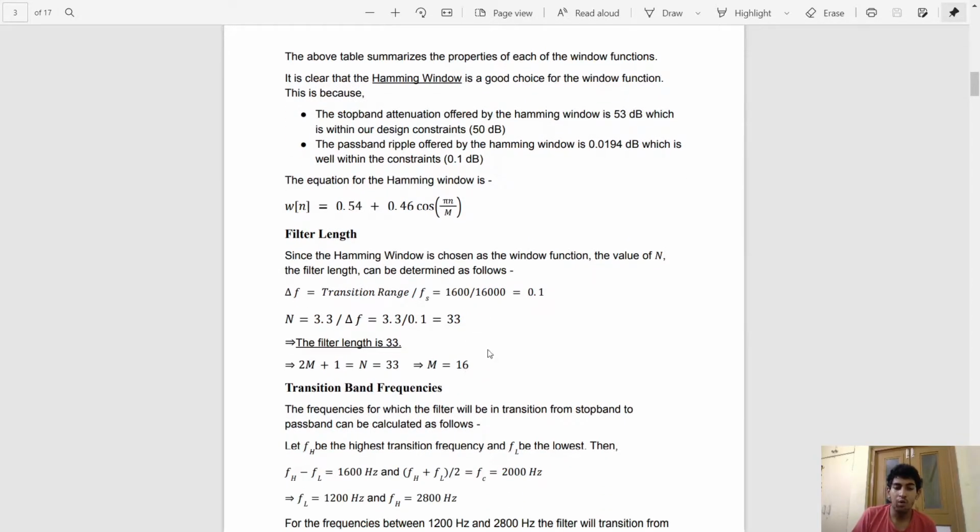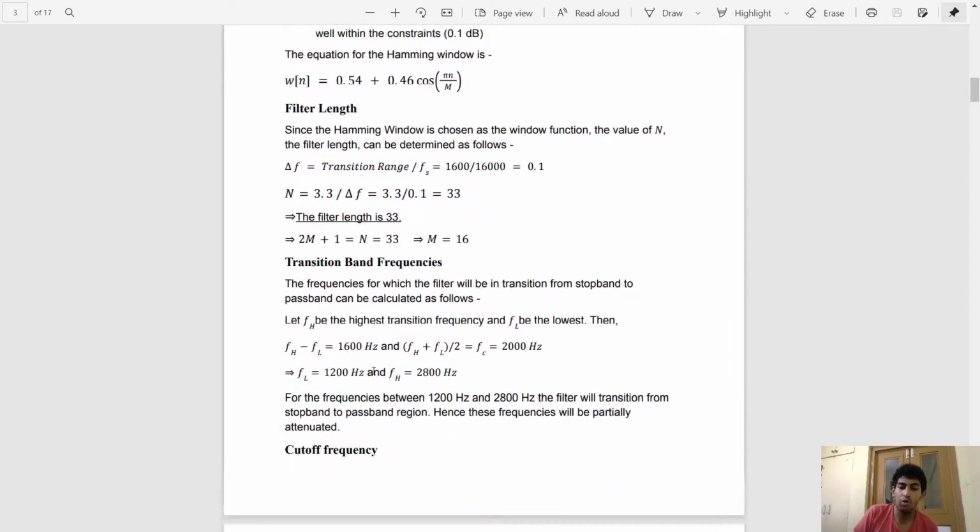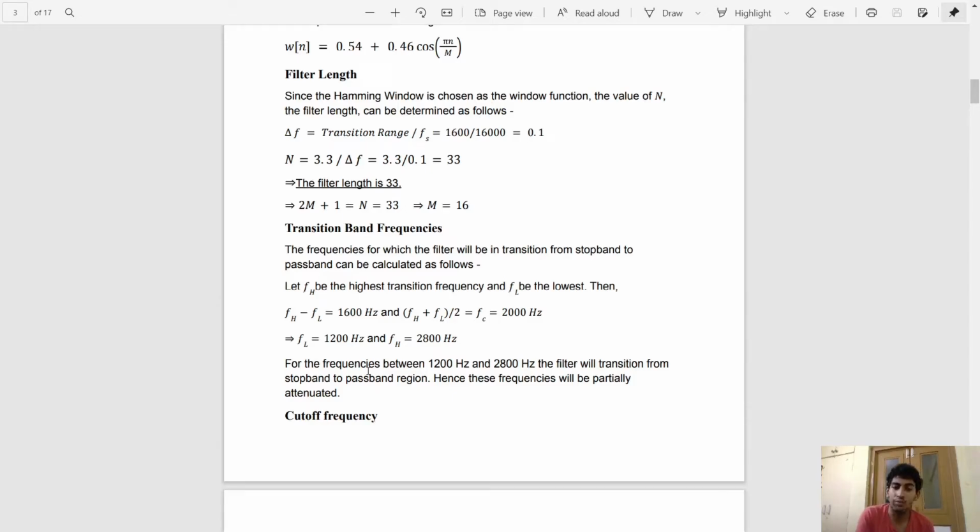To get the number of samples on each side, we can use this formula: 2m plus 1 is equal to n, and we get m is equal to 16. So now our system will vary from minus m to plus m, and we'll get 2m plus 1 values, the plus 1 coming because we're considering 0 here.